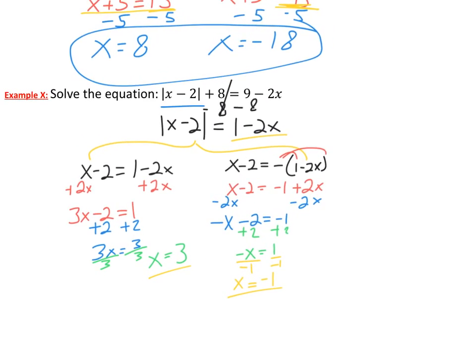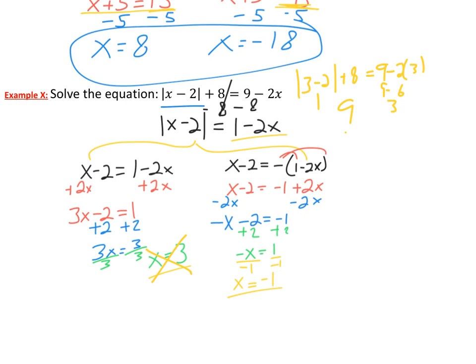If I plug the 3 in, 3 minus 2, absolute value of that, plus 8, is that equal to 9 minus 2 times 3? That's 6. 9 minus 6 is 3. That's going to be 9, so that's definitely not equal. So plugging in 3 did not give me the same thing.